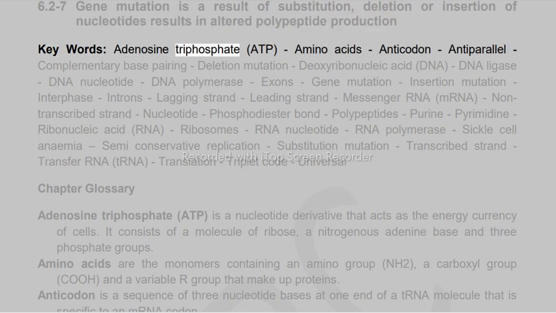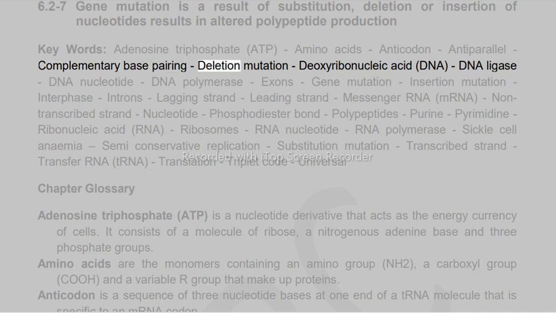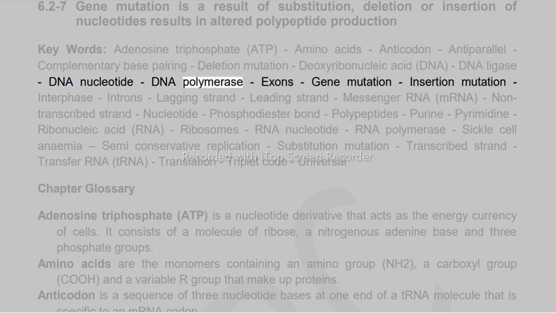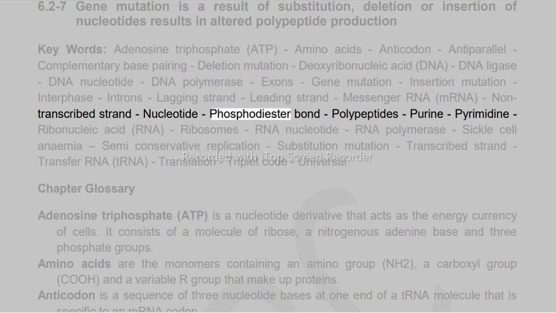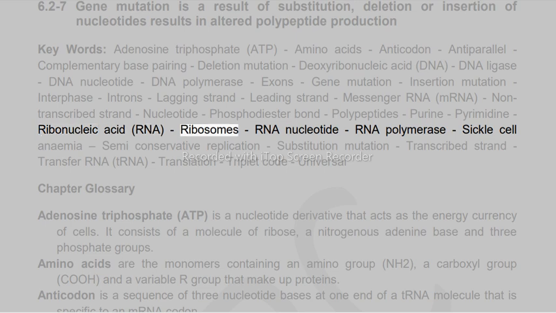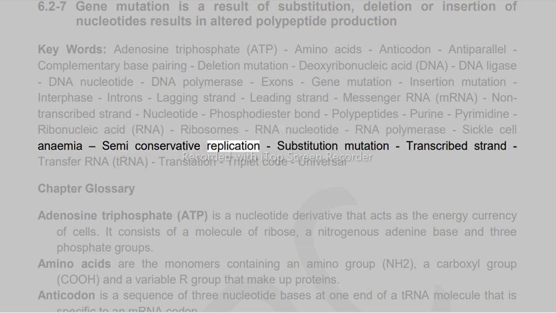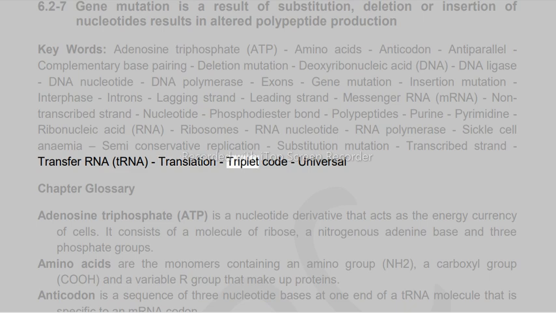Key words: adenosine triphosphate, ATP, amino acids, anticodon, antiparallel, complementary base pairing, deletion mutation, deoxyribonucleic acid, DNA, DNA ligase, DNA nucleotide, DNA polymerase, exons, gene mutation, insertion mutation, interphase, introns, lagging strand, leading strand, messenger RNA, mRNA, non-transcribed strand, nucleotide, phosphodiester bond, polypeptides, purine, pyrimidine, ribonucleic acid, RNA, ribosomes, RNA nucleotide, RNA polymerase, sickle cell anemia, semi-conservative replication, substitution mutation, transcribed strand, transfer RNA, tRNA, translation, triplet code, universal.